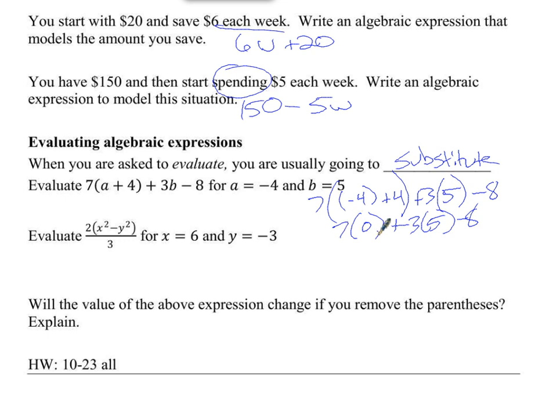So as I move my way across, I have 7 times 0, which is 0. And then I have a plus sign. I'm going to leave that alone. I have 3 times 5, which is 15. So I'm going to write plus 15 and then the minus 8. 0 plus 15 is 15. This is addition and subtraction now from left to right. They happen at the same time, so I can do them at the same time. 0 plus 15 is 15. 15 minus 8 is, so the answer is 7.